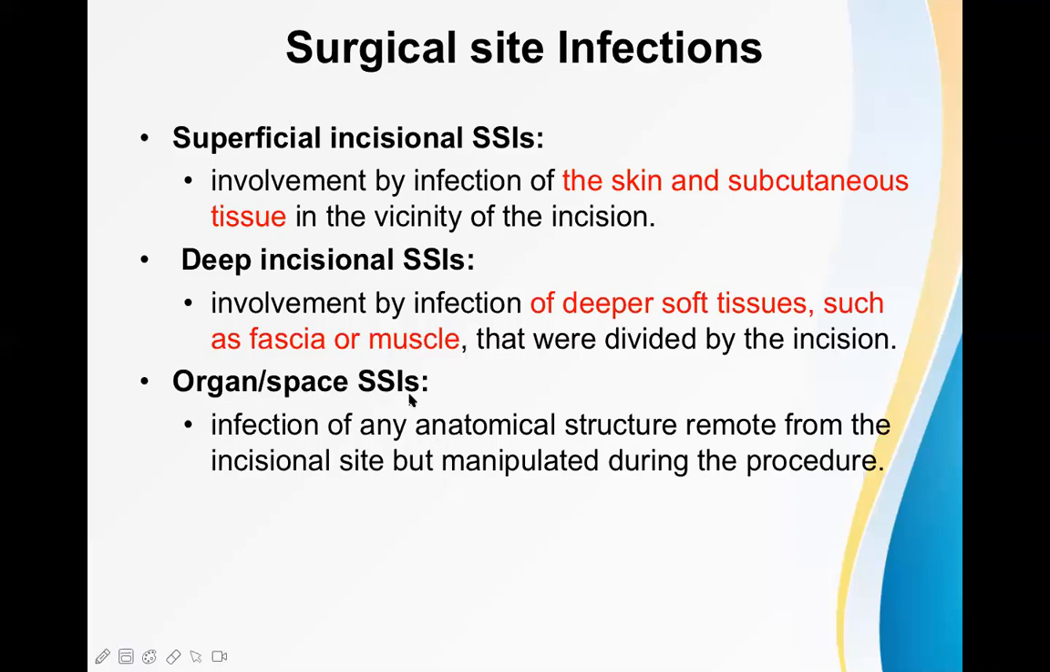And then organ or space surgical site infection means it is a bit remote from the incisional site, but manipulated during the procedure. Why do we do laparotomy? Because something has happened inside the abdominal cavity or peritoneal cavity. We want to fix that, so we have to open that cavity. So we'll do so many things inside that cavity. That is called manipulation. So sometimes it may be infected. So we call that organ or space surgical site infection.